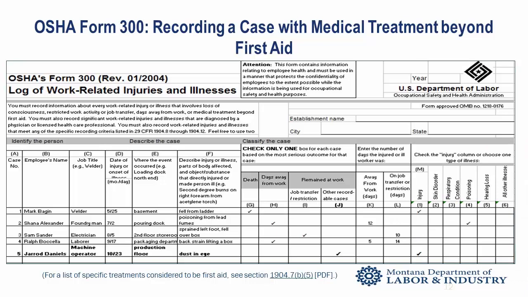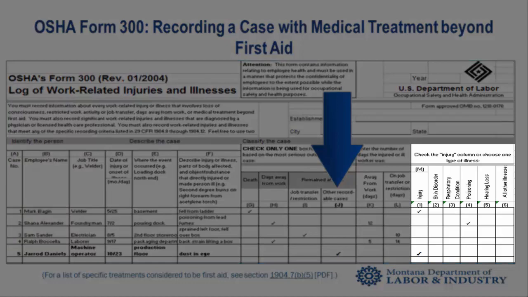For cases that involve medical treatment beyond first aid, you must place a check mark on the OSHA Form 300 in column J, which is for other recordable cases. Then note in column M whether the case involves an injury or an illness.